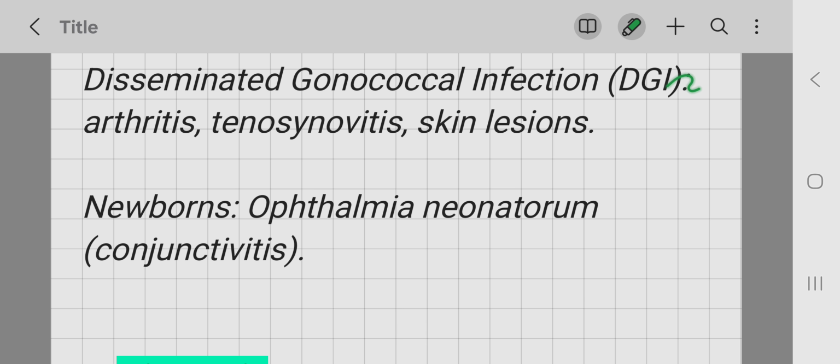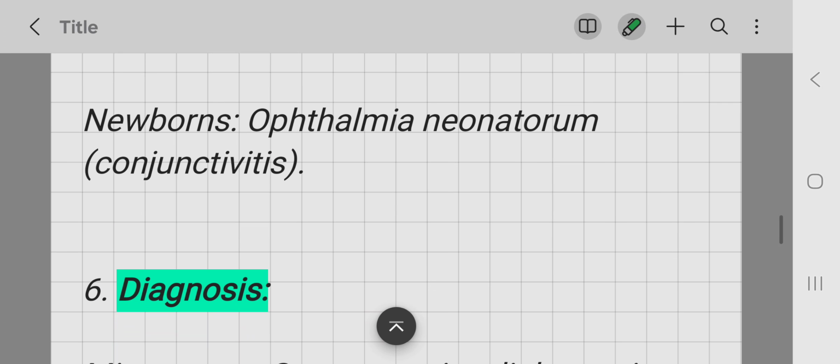Disseminated gonococcal infection. It is a complication of untreated Neisseria gonorrhoeae and it leads to a triad: arthritis, tenosynovitis, and skin lesions. It disseminates through the blood towards the joints leading to arthritis, then tenosynovitis, and towards the skin leading to skin lesions. These are maculopapular. In the case of newborns, as I have told you, it leads to ophthalmia neonatorum.